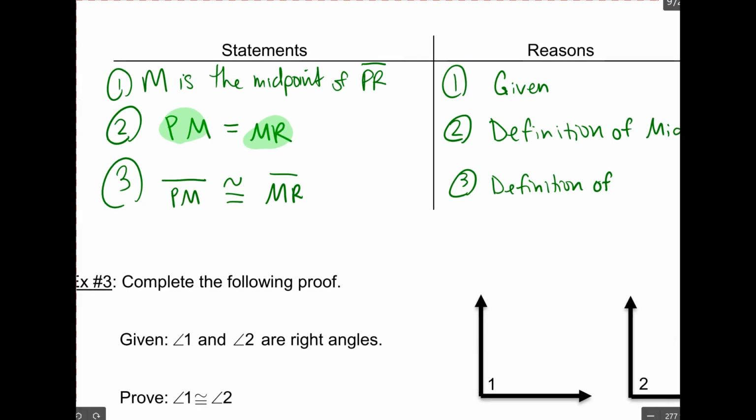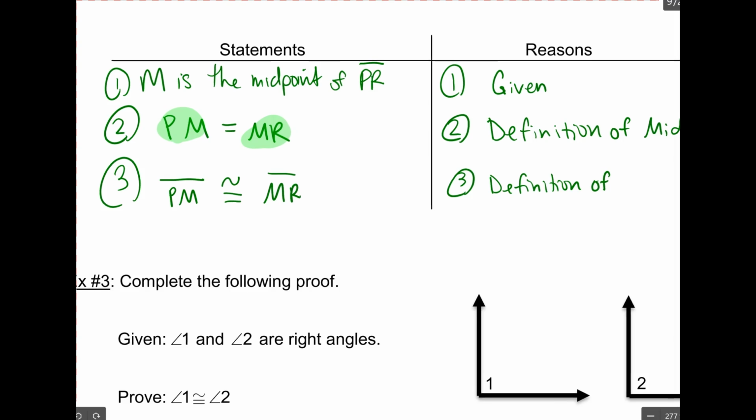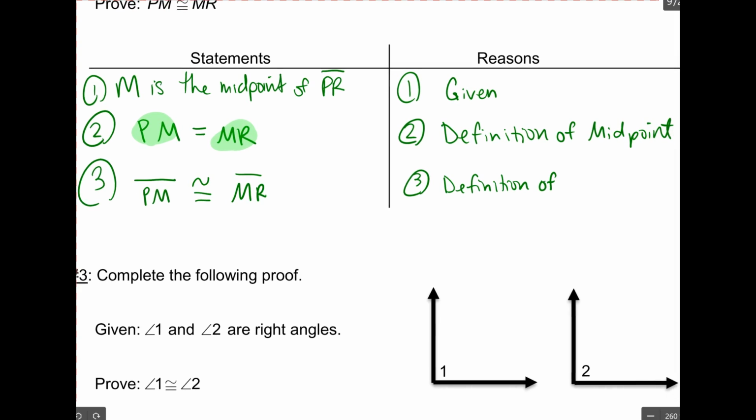I found the lengths of the segments were equivalent, but the lengths between the points were equivalent, and so therefore if the segments have the same length, therefore they're congruent. So this is the definition of congruent segments.